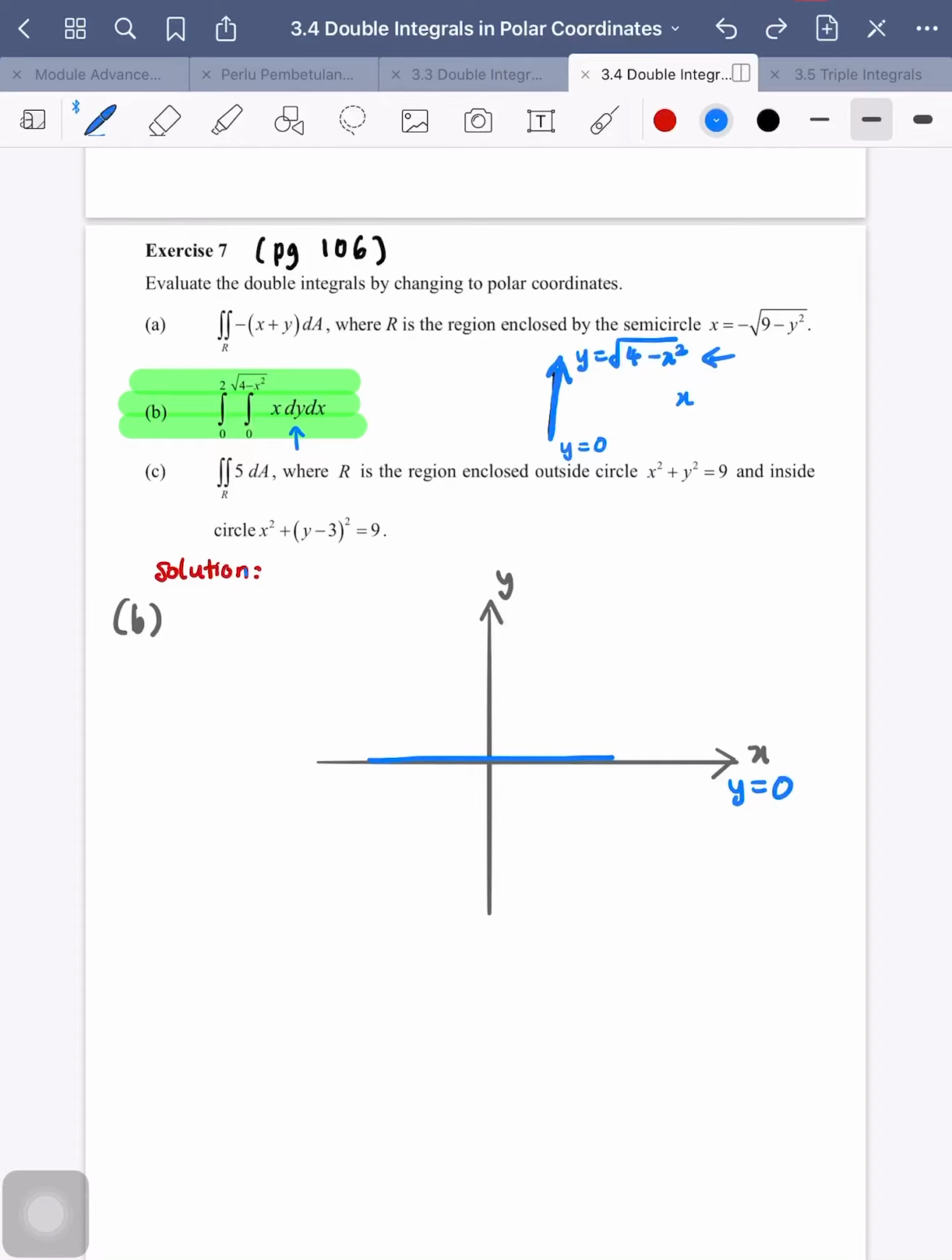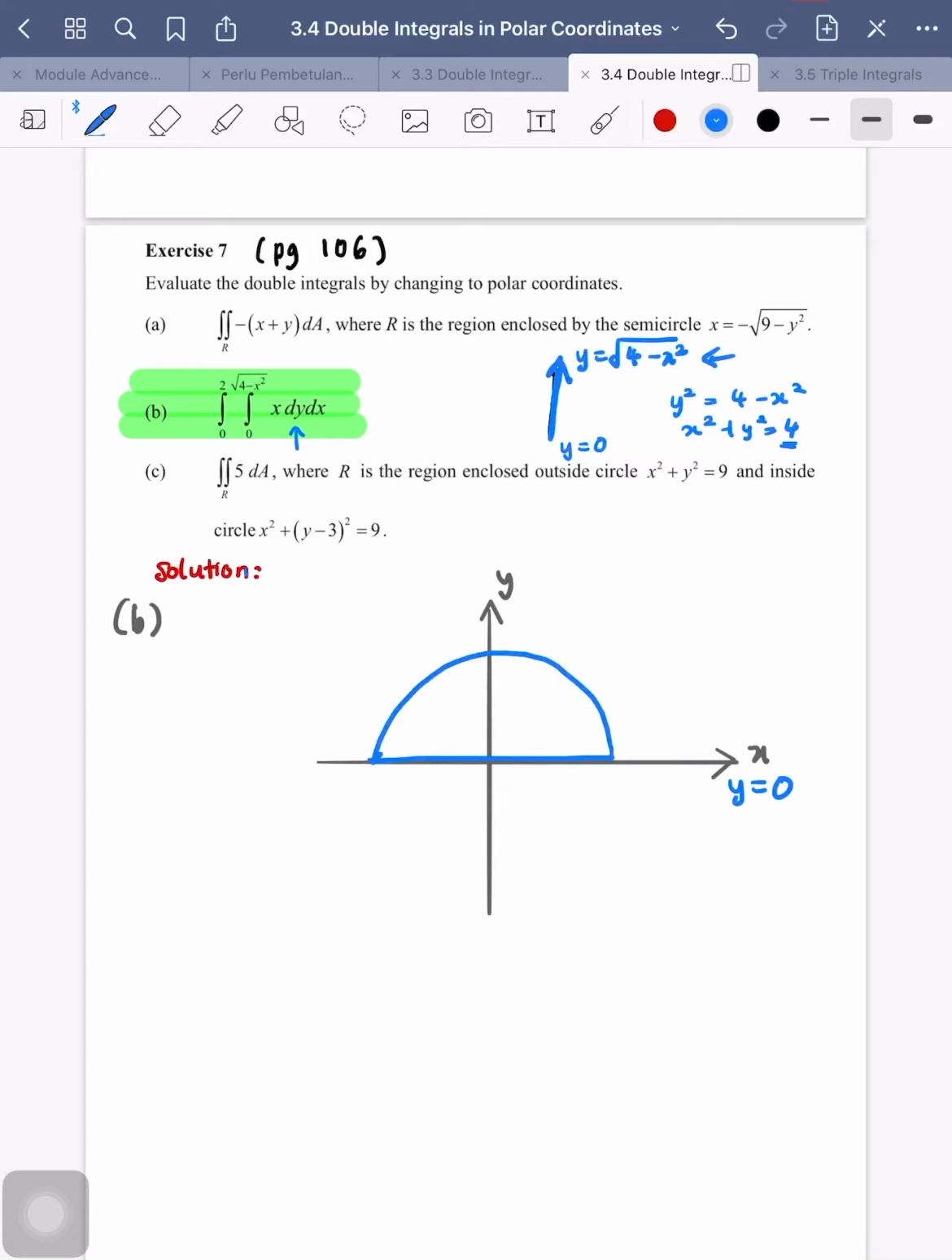Y squared. Squared, third bring to the other side, you have y squared equal to 4 minus x squared. So x squared plus y squared is equal to 4. So the circle is radius 2. So I have a full circle with radius 2.